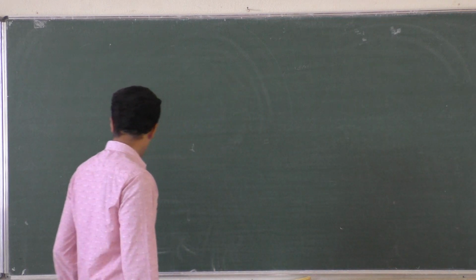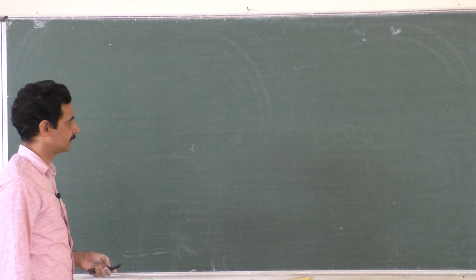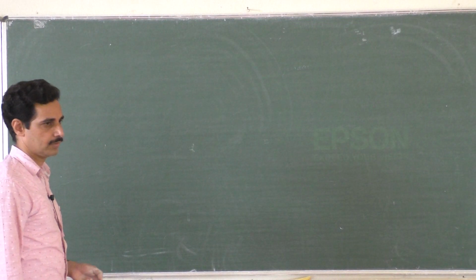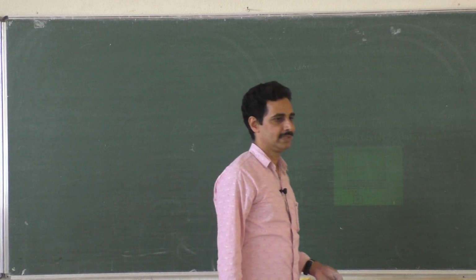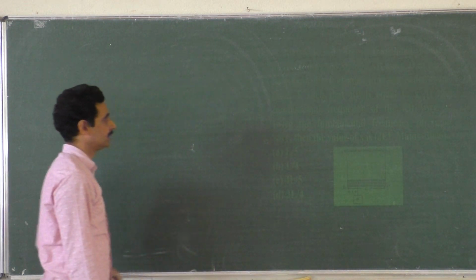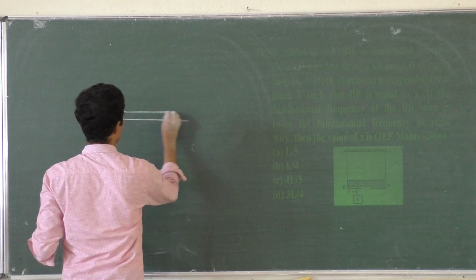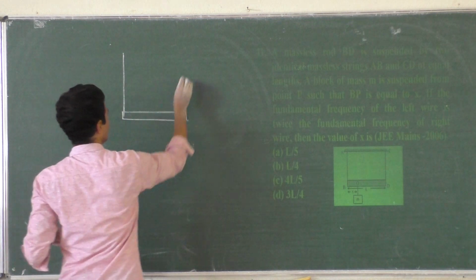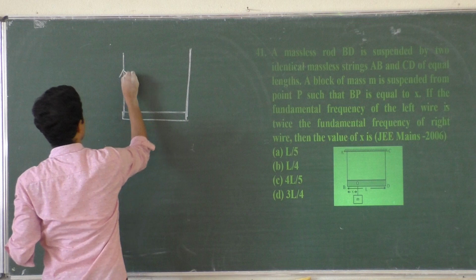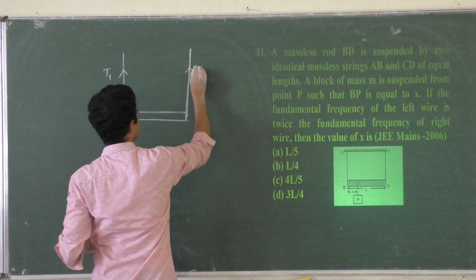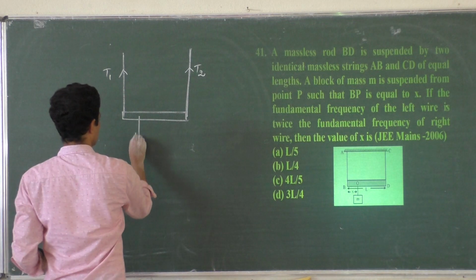Problem number 41 or 42, something like this. Stationary wave. Yeah, we have it here. A massless rod BD is suspended by two identical wires. Yes, I will draw this. So there is a rod. It is suspended by two identical wires. So these wires are in tension now, right? So there is a tension here, there is a tension here. Where is the mass? Mass is somewhere here. It is not in the middle.